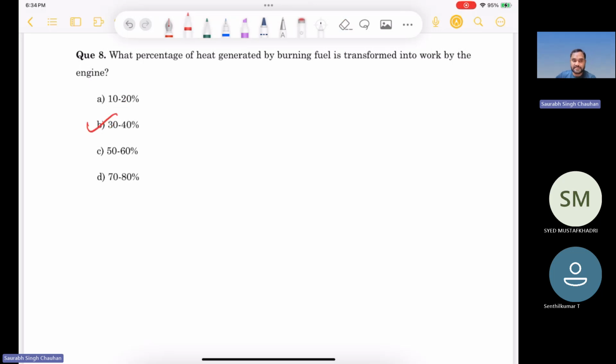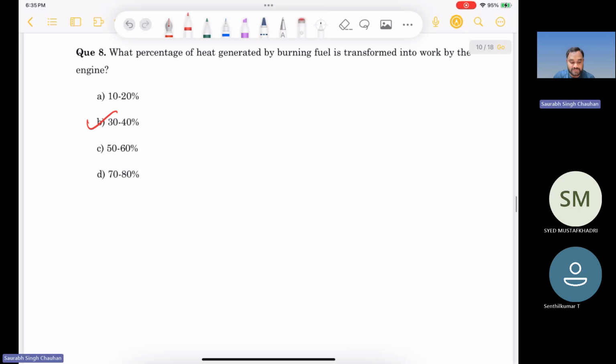But nowadays, what engineers and scientists are trying to do is design engines in such a way that you get more efficiency, like 50%, sometimes even more than 50%. So there are various technologies, new technologies are coming, and I hope they will help us provide better efficiency. But for the time being, we can select option B as the correct option. But in future, there will be commercial engines available that will have efficiency in the range of 50%. So this was question number 8.